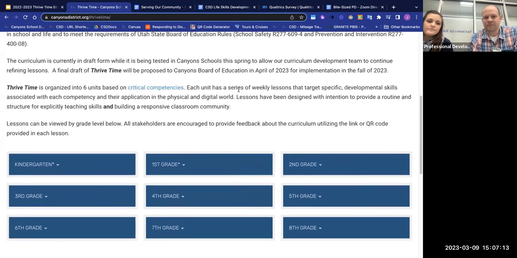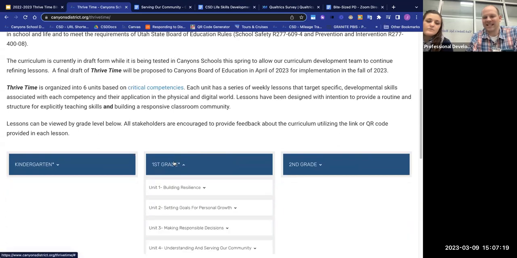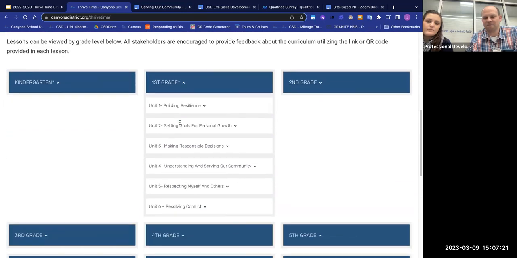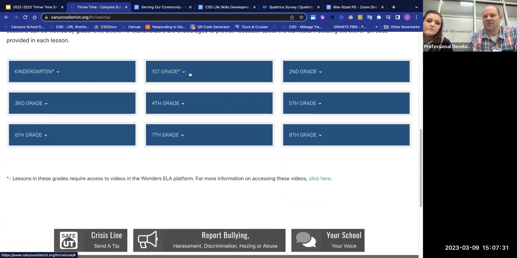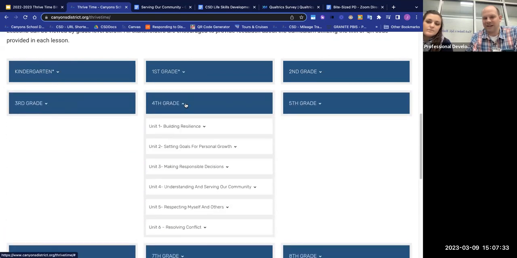You'll notice that each of the grades has six units: building resilience, setting goals for personal growth, making responsible decisions, understanding and serving our community, respecting myself and others, and resolving conflict. Those units will be the same for all grade levels.